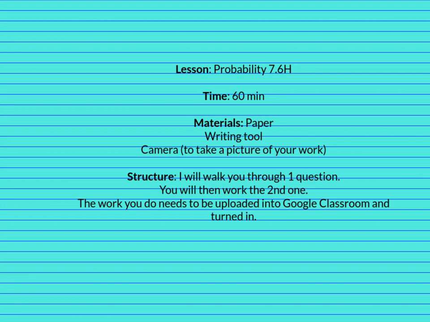The items that you need are going to be a piece of paper to show your work, a writing tool of some sort, and a camera, because now that we're online, we're going to be asking that all your work be submitted via Google Classroom. The structure of this particular lesson is that I'm going to walk you through one question. You will then work a second one on your own that's very similar. Once you're done with all of the questions, at the end of the video, you're going to be taking images of your work and submitting it via Google Classroom. So please do be prepared to take that picture of all of the problems that you do and submit that with your name on it as you would any other time that you turn in work. So here we go.